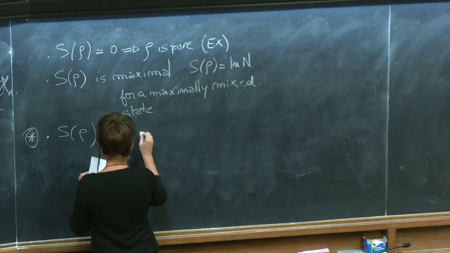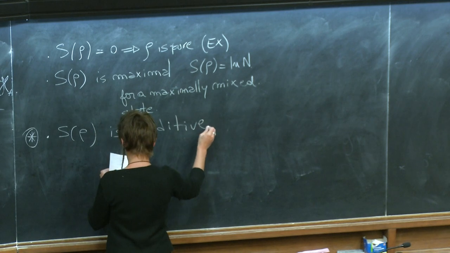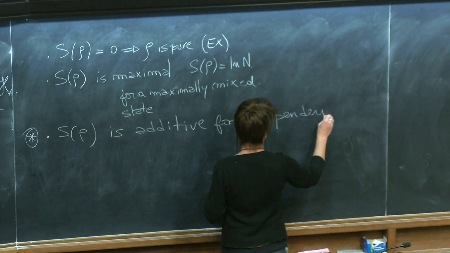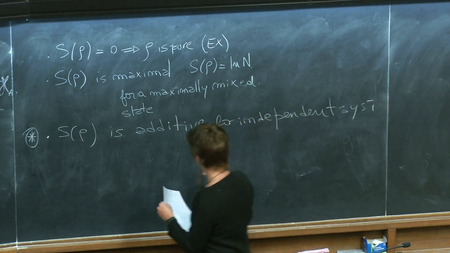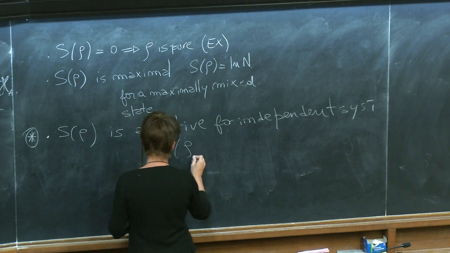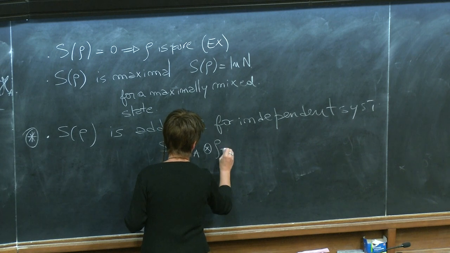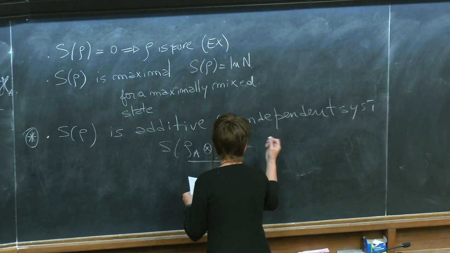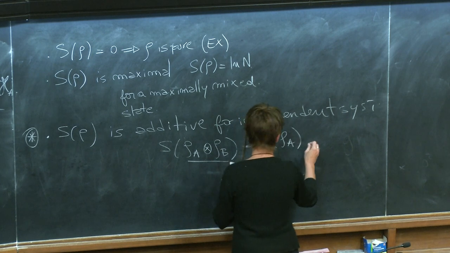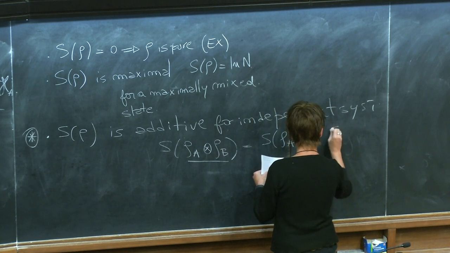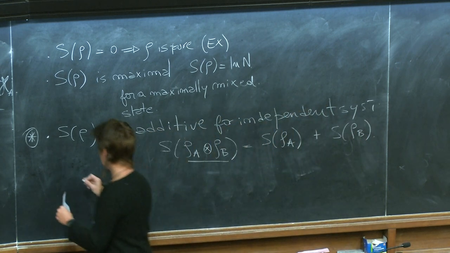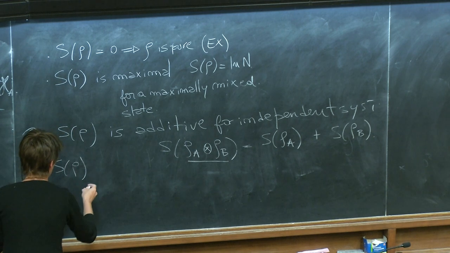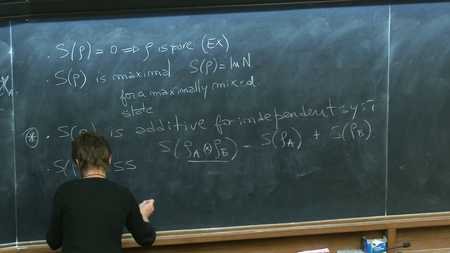The entropy is additive for independent systems, okay? What I mean is that if you take the entropy of a state which is just the tensor product of two density matrices, what you get is the sum of the entropies, okay? But in general, this is not true, and what happens is that what you get is something called strong subadditivity.